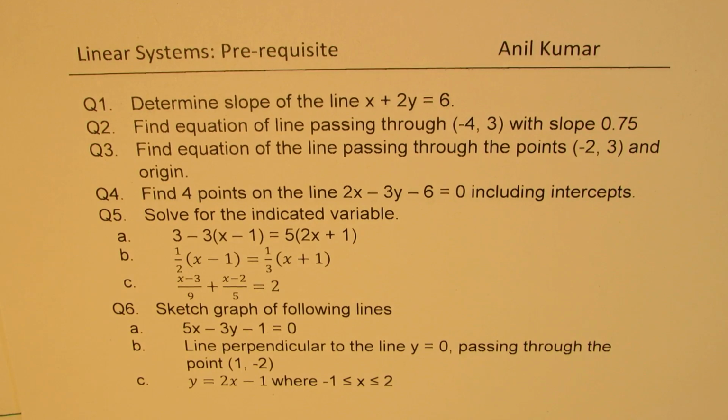Question number 1 is determine slope of a line x plus 2y equals 6. Question number 2, find equation of line passing through minus 4, 3 with slope 0.75. Question 3, find equation of line passing through the points minus 2, 3 and the origin. Question 4, find 4 points on the line 2x minus 3y minus 6 equals 0, including intercepts. Question 5, solve for the indicated variable. So we have 3 types of linear equations involving some fractions. Question 6, sketch graph of following lines. And now let's take their solutions one by one.